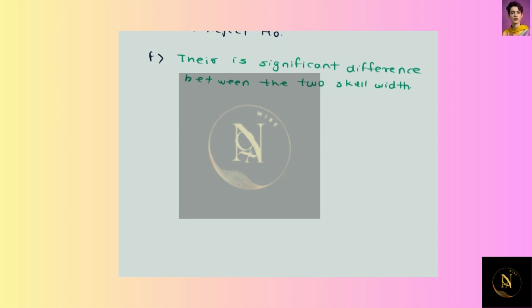Now in the next part they are asking that if we find a significant difference between the two skull widths, then the researcher is interested in the 95% confidence interval. Then the 100 times 1 minus alpha percent confidence interval for the difference of the means mu1 minus mu2 is given by x1 bar minus x2 bar plus or minus t alpha by 2 with n1 plus n2 minus 2 degrees of freedom times the standard error.